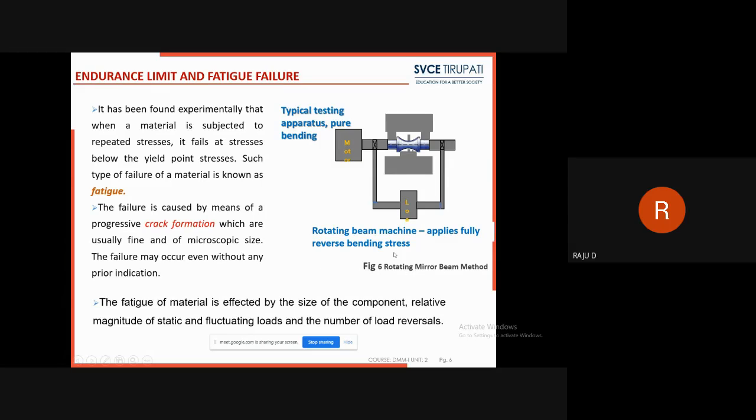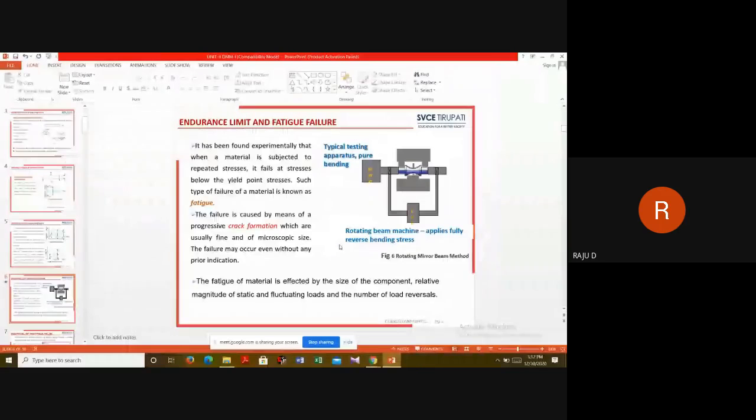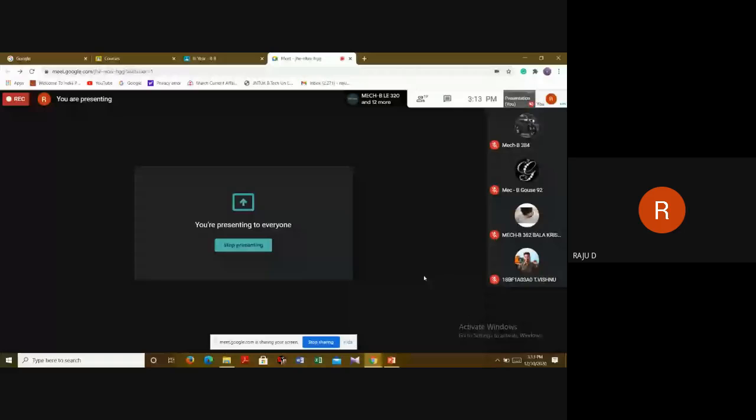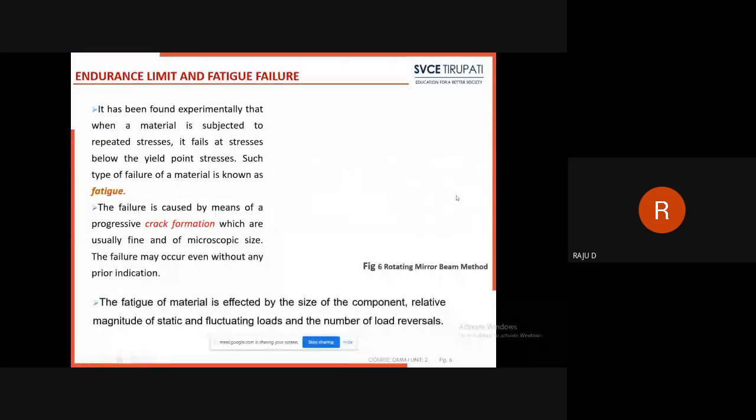Anybody, can you define the endurance limit? Anybody? Please, what is meant by endurance limit? No one. Yes, please. Can you define the endurance limit? What is the main use of the endurance limit in our design for fatigue loading conditions?